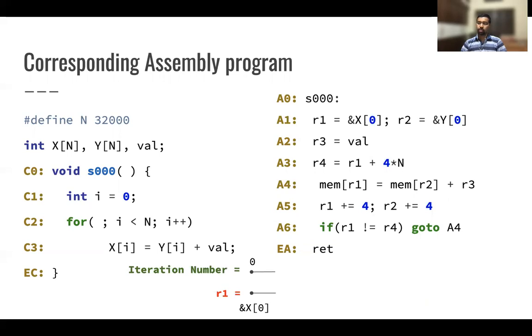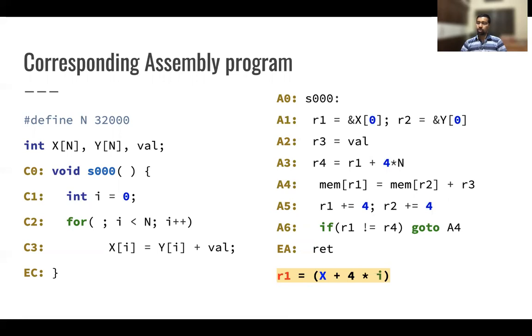Now let us observe a relation between the variable I, that is iteration number, and register R1 during each iteration of the source and the assembly program. When the value of variable I is 0, register R1 will point to the first element of the array x, that is x of 0. As variable I gets incremented to 1, R1 will point to the second element of array x, that is x of 1. When I will become 2, R1 will be pointing to x of 2, and so on. For example, when I will be n-1, R1 will point to x of n-1. Looking at this, we can say that R1 would be equal to x plus 4 times I.